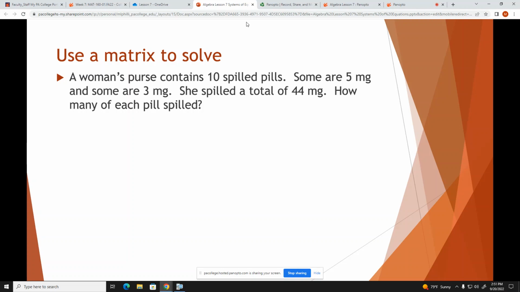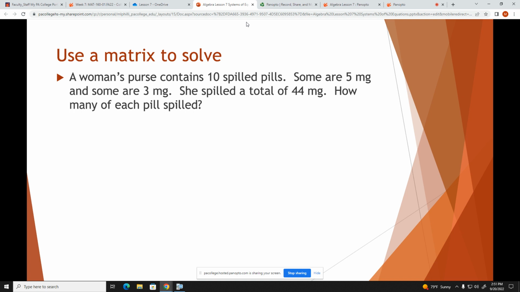So for this problem, we are told to use a matrix to solve. And we have a word problem. So first we're going to read through that word problem, and then we're going to try to model that word problem with some equations. And then we're going to let the matrix take care of the algebra for those equations.